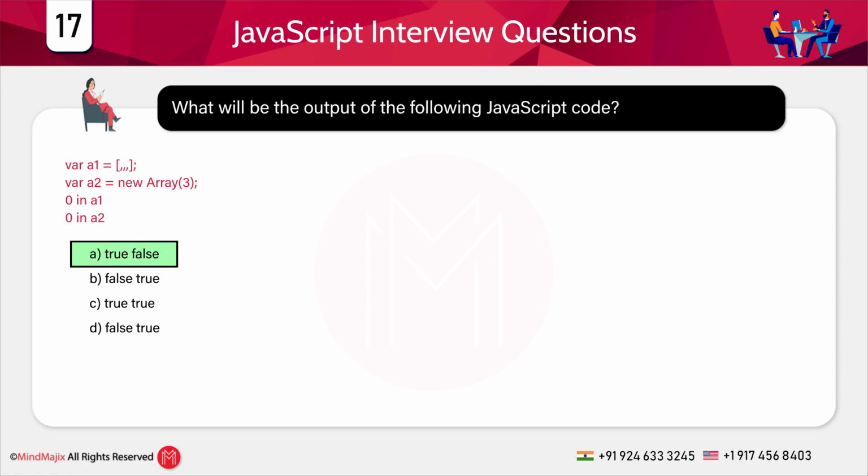Because array A1 is defined with null values, therefore we can access the indexes 0, 1, 2. But array A2 is only defined, not declared. So therefore we cannot access the index value 0. So for A2 it is false, but for A1 it is true.